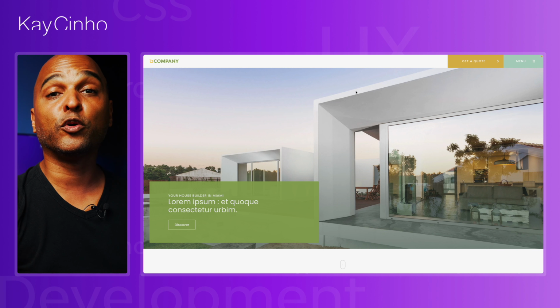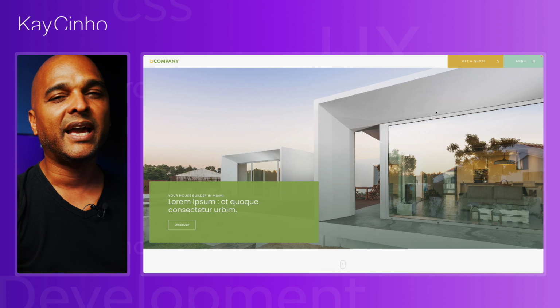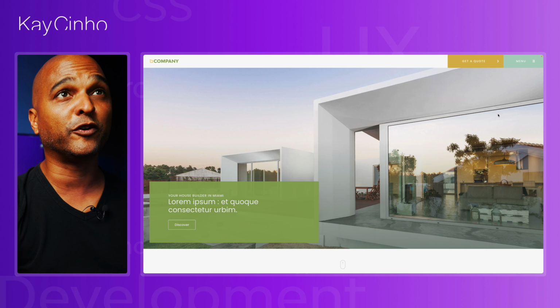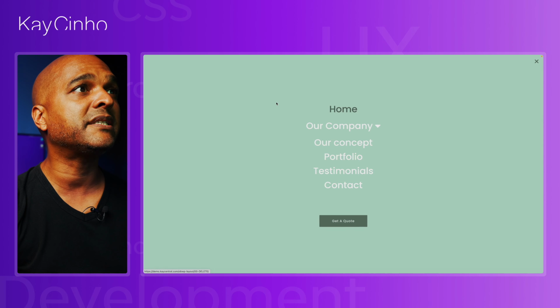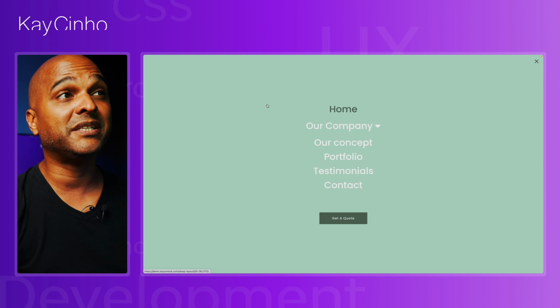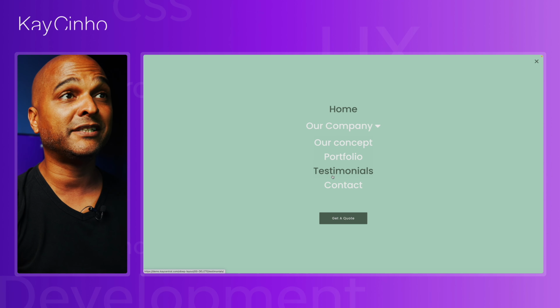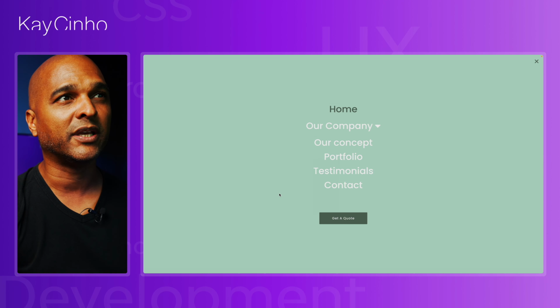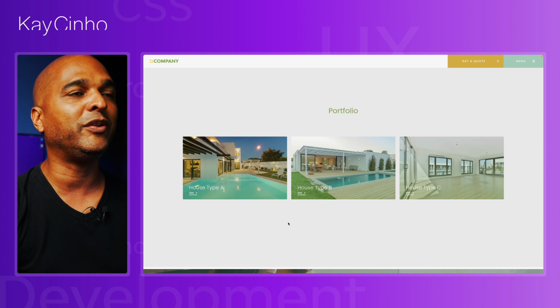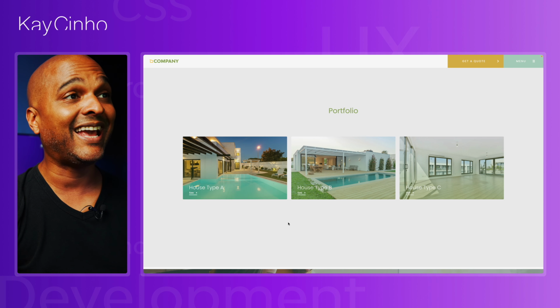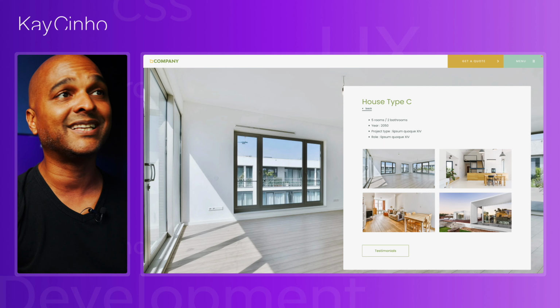So let's say you are approached by a company that builds houses and they have a budget of $5,000 for their website. And for this price, you need to build 7 pages and 8 screens. So home, our company, our concept, portfolio, testimonials, contact, and get a quote. Now, because there is a portfolio, you need to build or create an 8th screen for the single project detail.